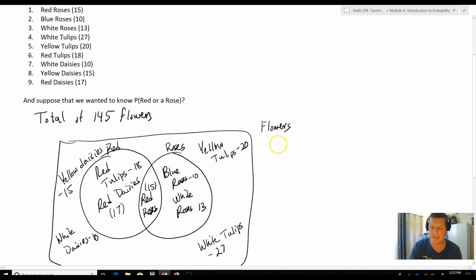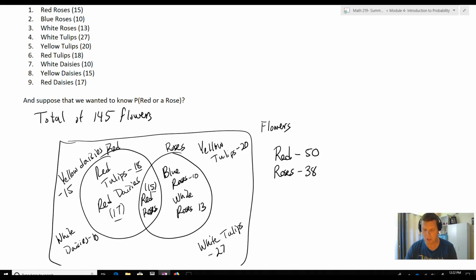If I wanted to total things up, how many red flowers did I have? Well, I have 18 plus 17 plus 15. So that's 50. I have 50 different red flowers. And how many roses do I have? I have 10, 25, 38. I have 38 roses. We could do that just by adding them up in our list, but I wanted to show you what the Venn diagram was going to look like.